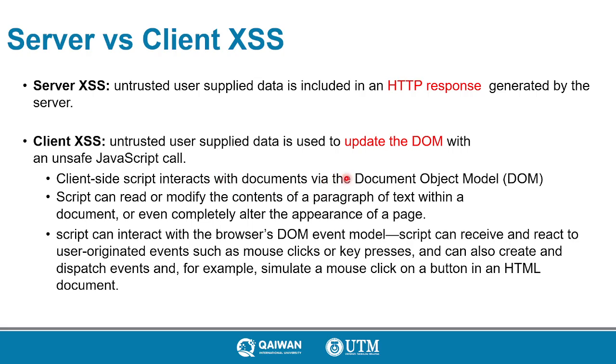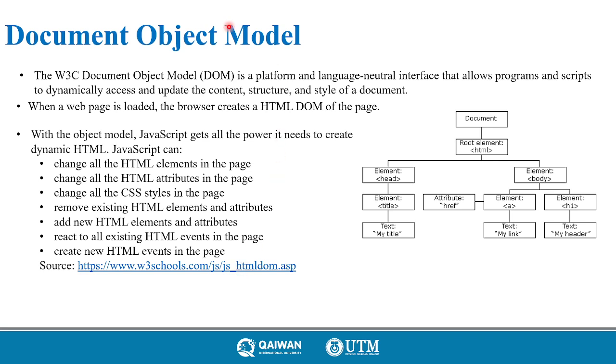Client-side script interacts with the document via the Document Object Model, DOM. Script can read or modify the content of a paragraph or of a text within the document, or even completely change or alter the appearance of the page. Script can interact with the browser DOM, and it can receive and react to user-originated events such as mouse clicks or key presses, and also create and dispatch events, for example simulating a mouse click on a button in an HTML document.